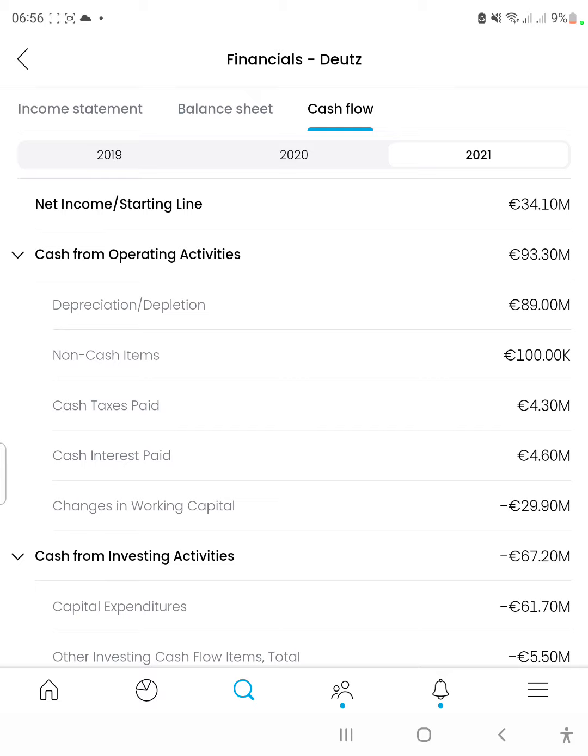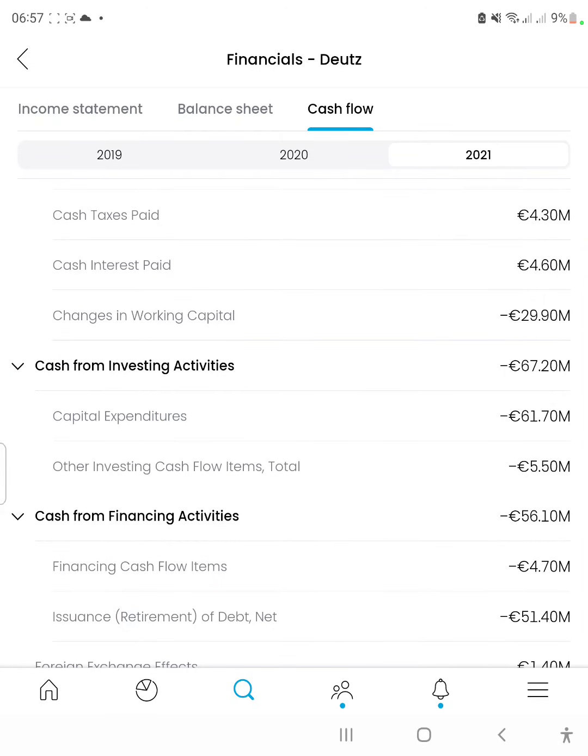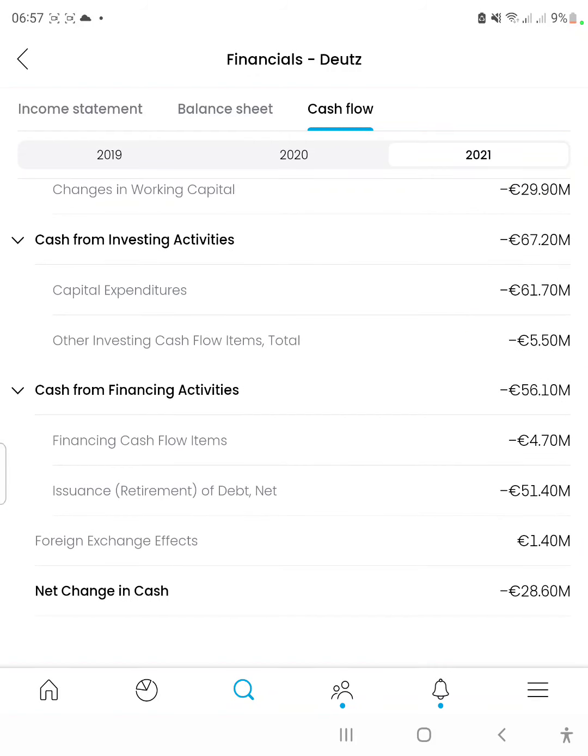But without further ado, let's get into the cash flow from operating activities, which was 93 million euros in 2021. The cash flow from investing activities was negative 67 million euros, and the majority of that went to capital expenditures, so expanding the property, plant and equipment so the company can be more productive in the future. And the cash flow from financing activities was 56 million euros negative, the bulk majority of which went to retiring debt, so eliminating debt.